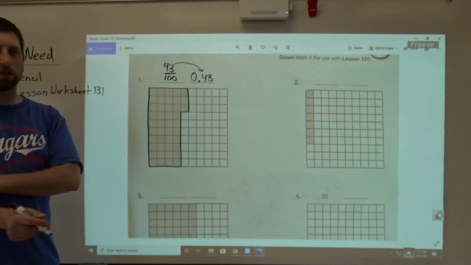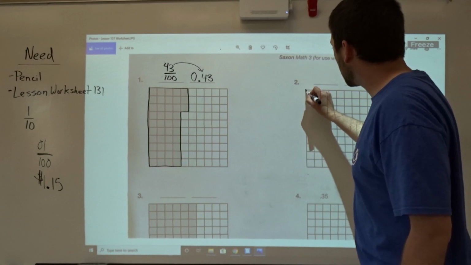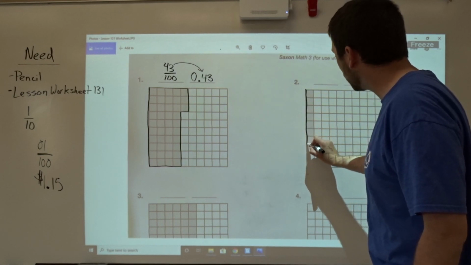Let's go take a look at number 2 next. Again, it might be kind of hard to see, so I'll put an outline around it.